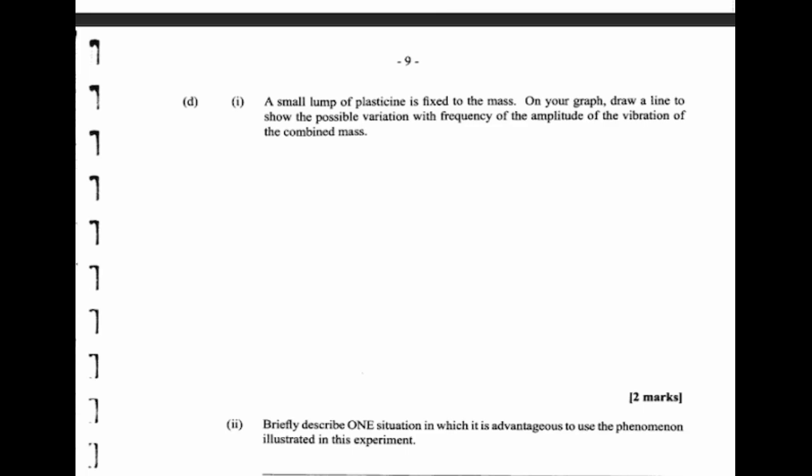A small lump of plasticine is fixed to the mass. On your graph, draw a line to show the possible variation with frequency of the amplitude of the vibration of the combined mass. What does that mean? Well, plasticine is like a putty-like material, and basically they took plasticine and put it onto the mass. So what is the graph going to look like now that the mass is heavier since it has the plasticine added to it? What would the graph look like?